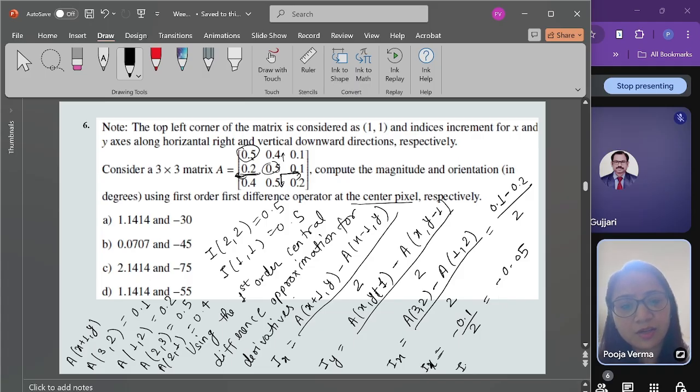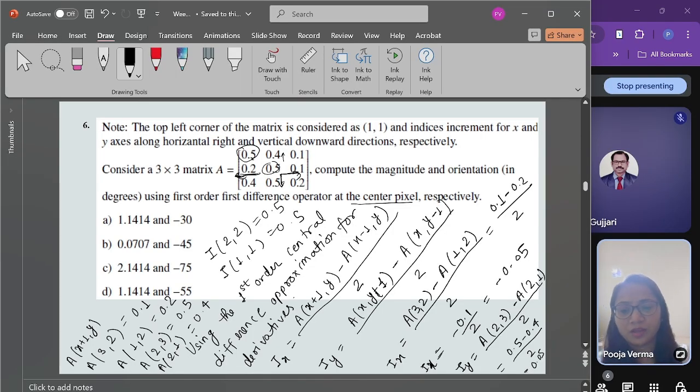Similarly for Iy also. So Iy is A 2 comma 3 minus A 2 comma 1 divided by 2. So the value is 0.5 minus 0.4 divided by 2. So here again you will get 0.05, but it is positive. Okay, so now we have got the gradient.